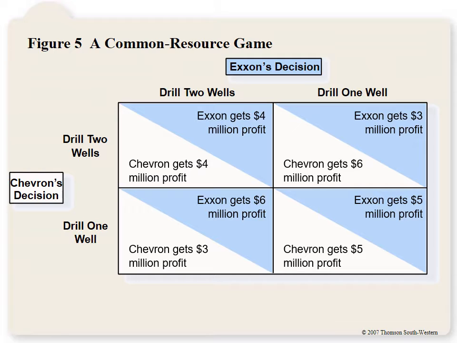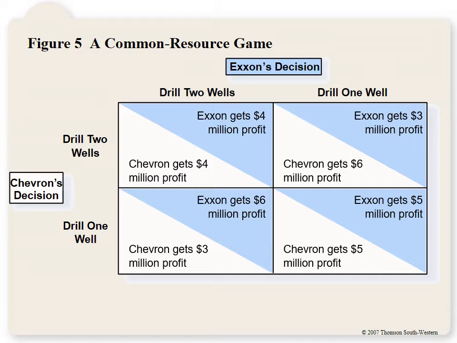So Chevron's dominant strategy is going to be to drill 2 wells. Even though low output and a higher profit would happen if they were able to have collusion and to work together, they won't cooperate because of their dominant strategies.